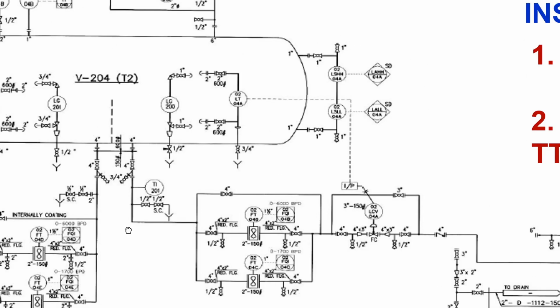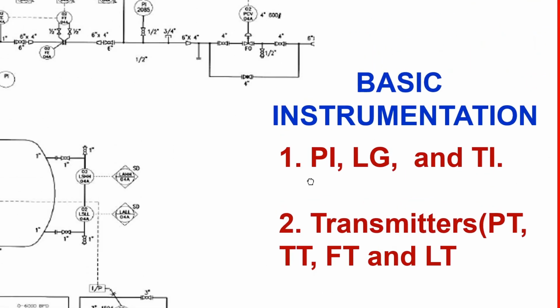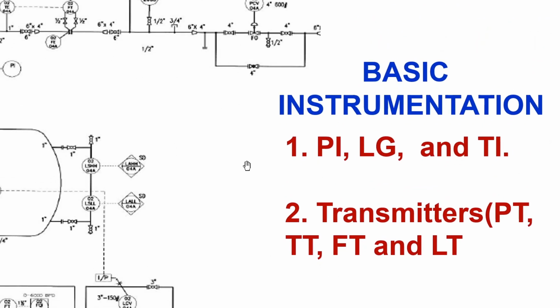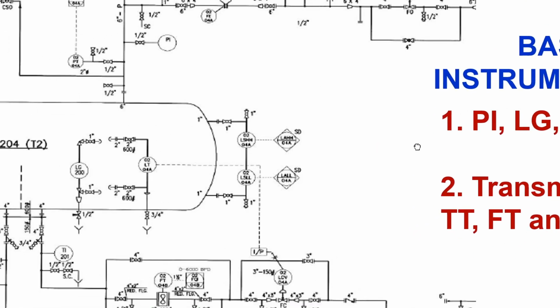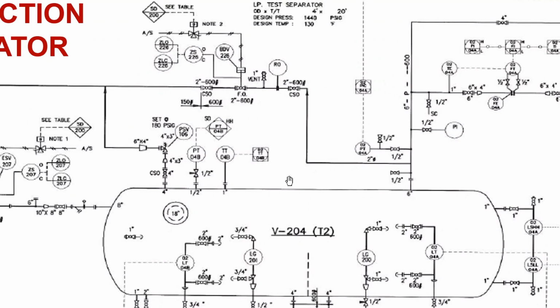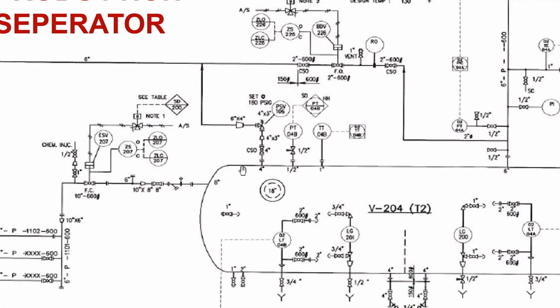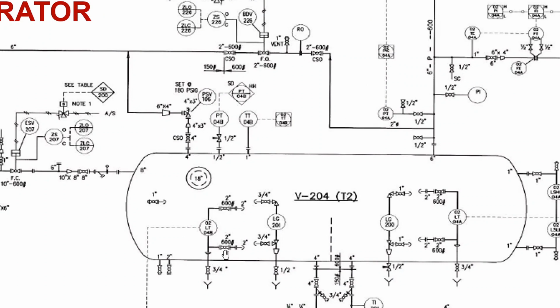So in the field instrument, basic instrumentation, you can see PI, LG (level glass or level gauge), temperature indicator, and transmitters. Why transmitters? A transmitter senses the signal, converts it and sends it on for other purposes. So where are the transmitters? In the inlet there are no transmitters. Then at the outlet, in the separator itself, there is a pressure transmitter.